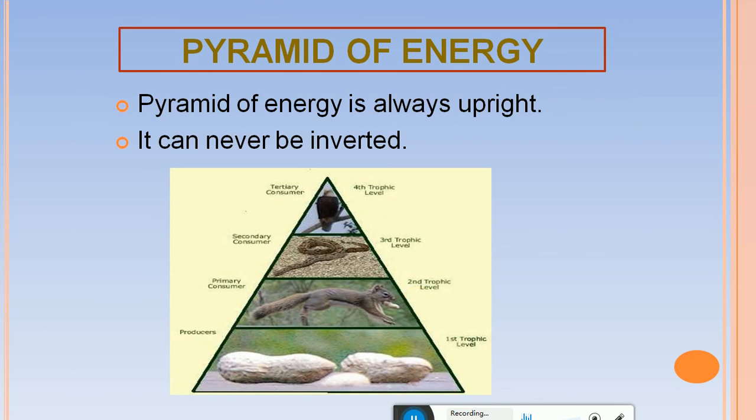Then there is the pyramid of energy. The pyramid of energy is always upright and it can never be inverted. As I have told you, the flow of energy is always unidirectional. This is the first trophic level, this is the second trophic level with the primary consumer, then the secondary consumer feeds upon these primary consumers, and then we have the fourth trophic level, the tertiary consumer. Just remember, the pyramid of energy is always upright.